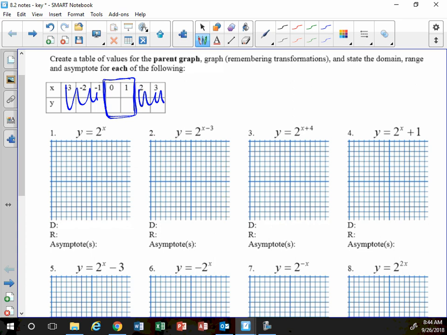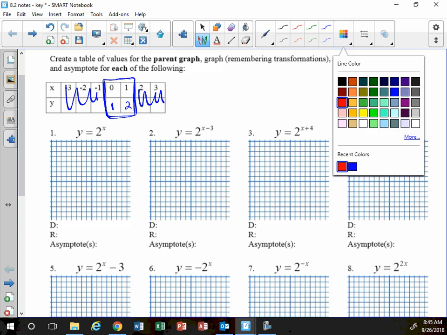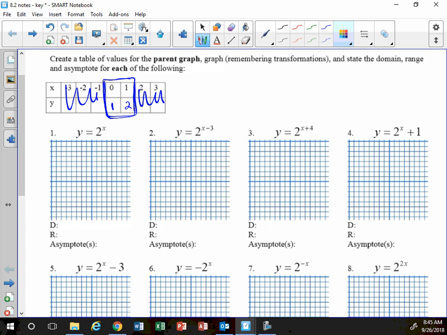So the first one here, y equals 2 to the x. If I plug a 0 in for x, what do I get? 1, okay? If I plug a 1 in for x, what do I get? 2. So I am going to plot those points. Red so you can see it. Guys, if you can't see your x and y axis on your grid, go ahead and draw that in. 0, 1, 1, 2.